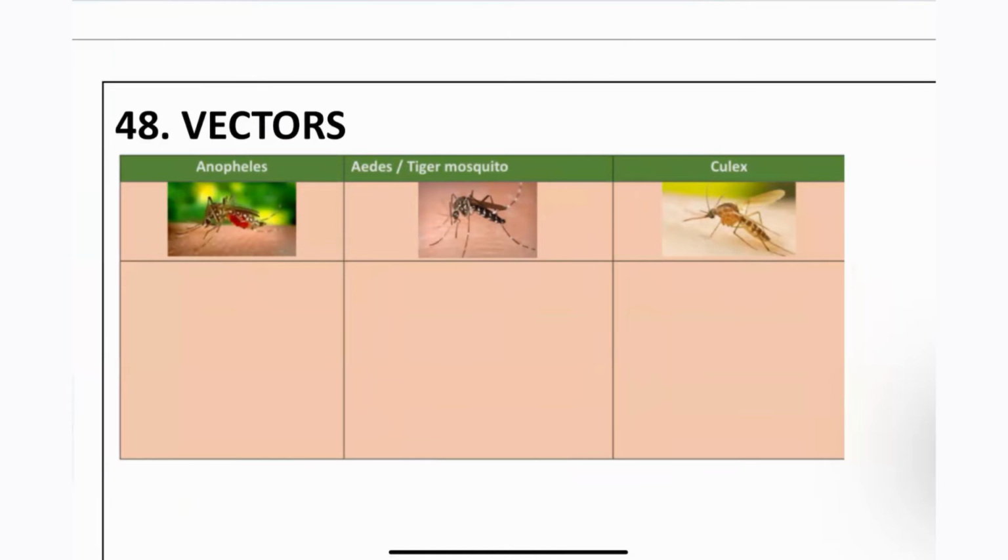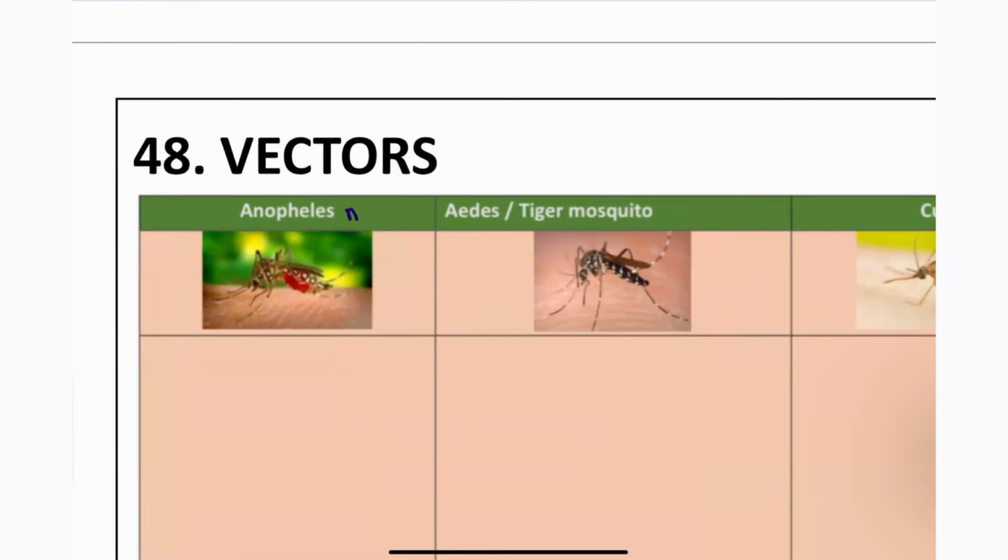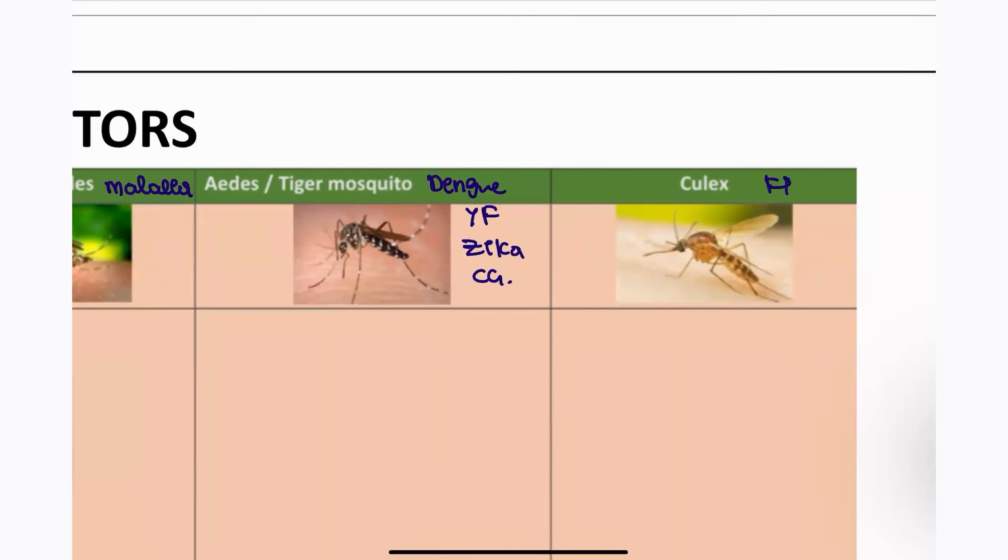Next, see the differences, guys. First, what are the diseases associated? Malaria is due to Anopheles. Aedes is going to cause dengue, yellow fever, and also it can cause Zika virus and chikungunya. Culex is going to cause filaria, commonly, and Japanese encephalitis.